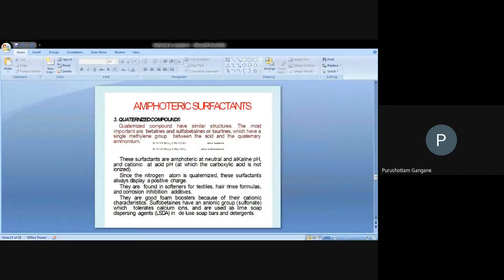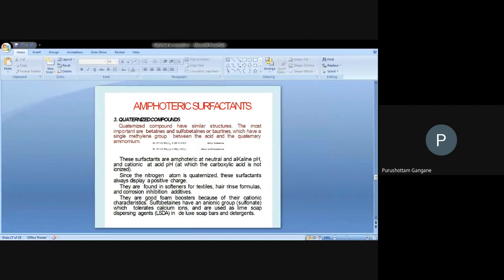The third type of amphoteric surfactant is the quaternized compounds. Okay, quaternized compounds have a similar structure. The most important are the betaines, the sulfobetaines, and the taurines. These are the examples of quaternized compounds. Betaines, sulfobetaines, and taurines are the popular quaternized amphoteric surfactants. Okay, these surfactants are amphoteric at neutral and alkaline pH.